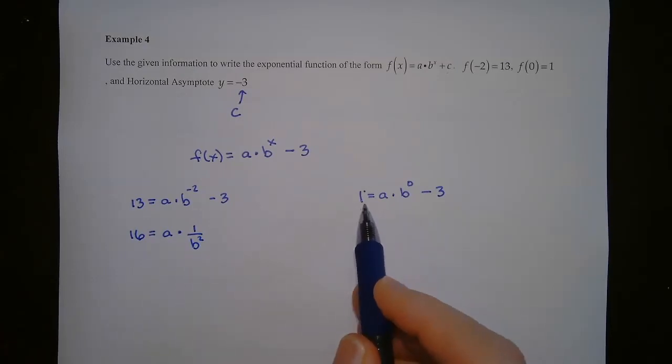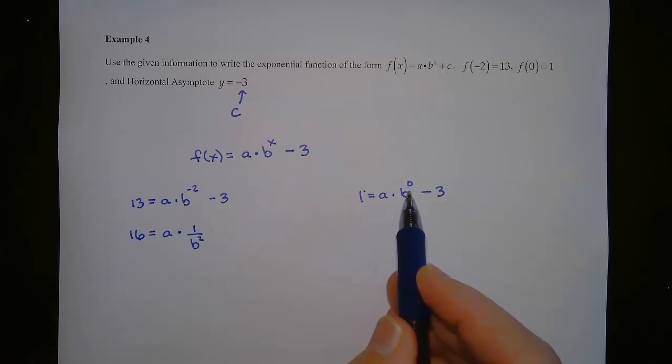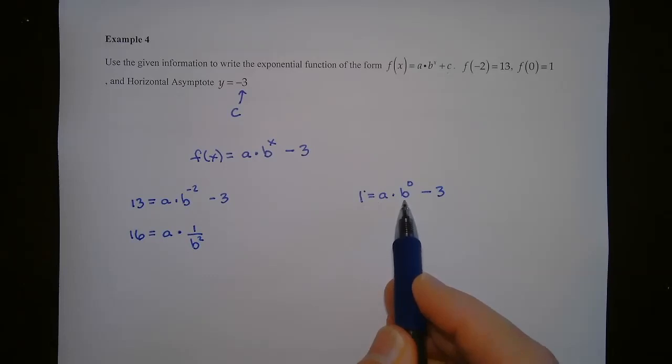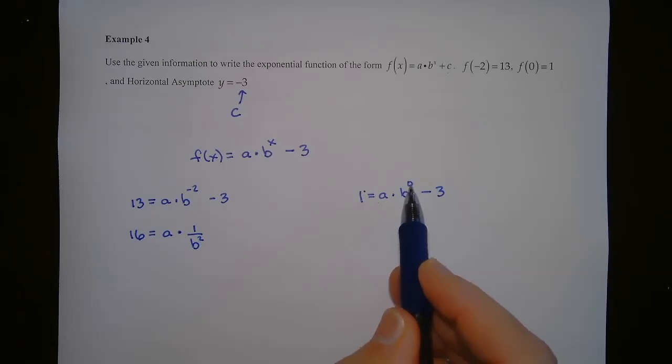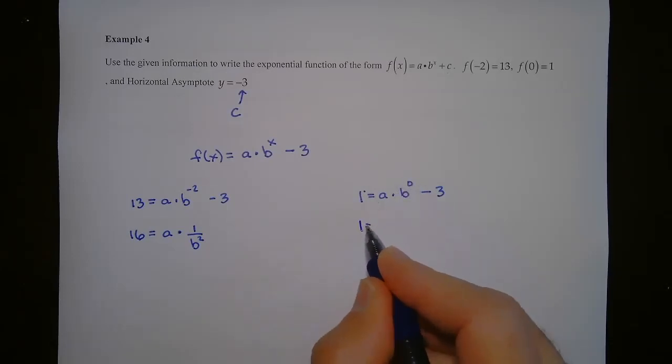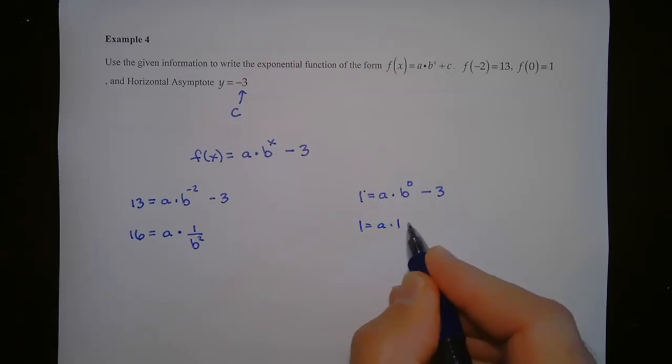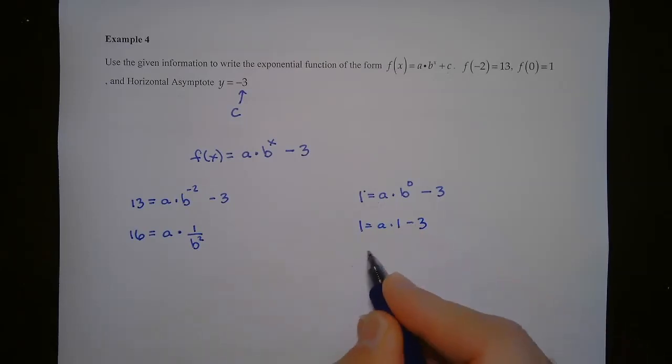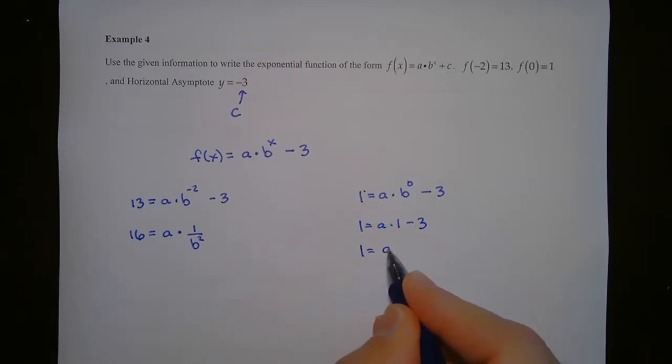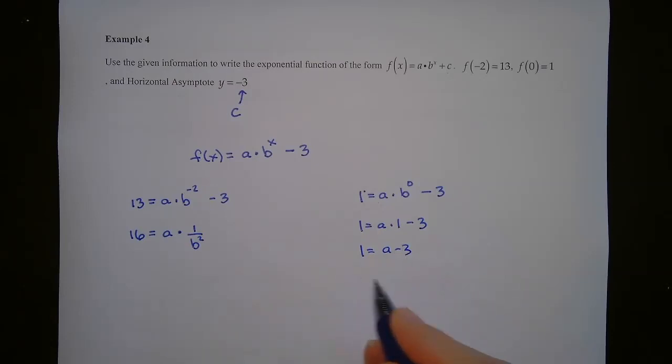So I know that 1 is equal to a times b to the 0. Well, again, this b is between 0 and 1 or bigger than 1, so when I raise it to the 0 power, this has to be 1. So I have 1 is equal to a times 1 minus 3. That would be 1 is equal to a minus 3. Adding 3 to both sides, I get 4, and that's equal to a. So from this, I now know my a is 4.